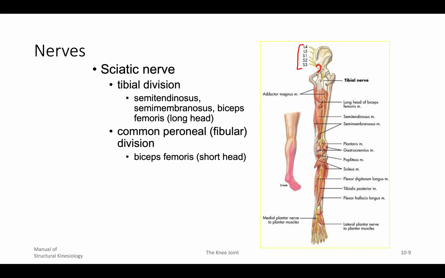The first one that we see is the tibial nerve, which is going to innervate the semitendinosus, the semimembranosus, and also the long head of the biceps femoris. The other division, the peroneal nerve, is going to innervate the biceps femoris short head.